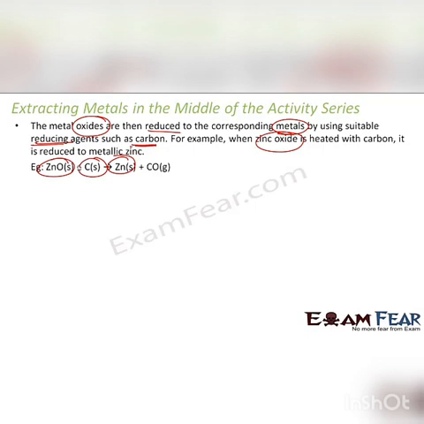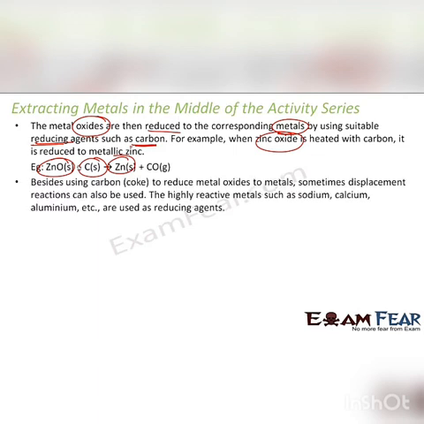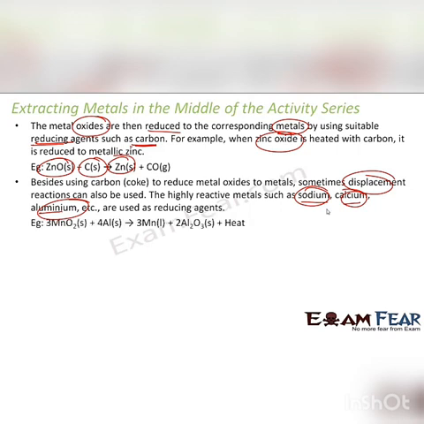For some reactive metals, we can't use carbon. So in that case, we use displacement reaction. Sometimes sodium, calcium, aluminum, etc. are used as reducing agents in this case. For example, you have manganese oxide, you can't use carbon, so in that case we'll use aluminum. So you get manganese and Al2O3, and you get heat also.